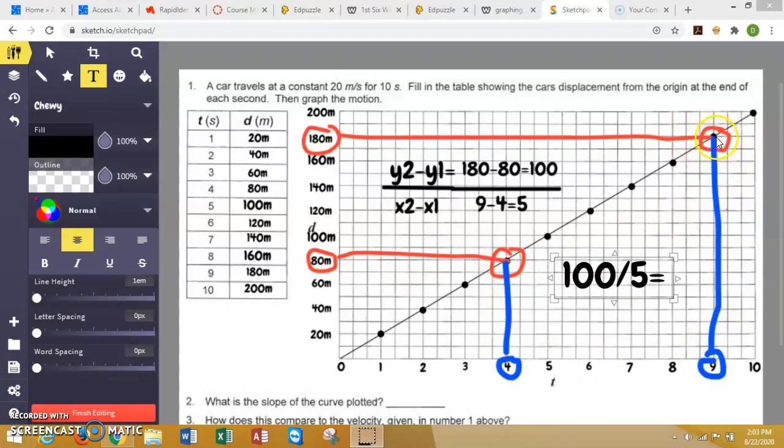How do I know this is x2? This is my second point because it's further along in time than this point, right? 9 seconds is after 4 seconds, so this has to be my second point. 9 minus 4 is 5. 100 divided by 5 is 20.